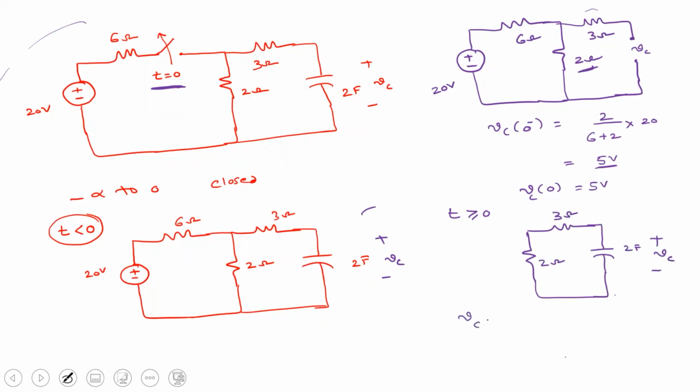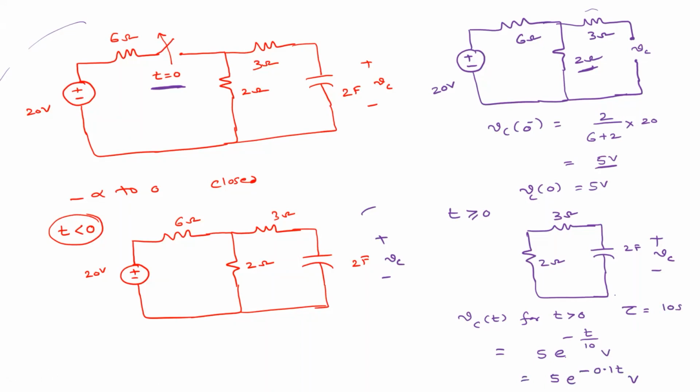So now, anyone tell, what is the voltage VC of t for t greater than 0? What is the formula? 5 e to the power of minus t by tau. What is tau here? 10, since it is 5 into 2. 10 seconds. So it is e to the power of minus t by tau volts, which is equal to 5 e to the power of minus 0.1 t volts. Is this correct? Right. So this is how to calculate from the initial voltage, and we need to calculate the other parameters or other voltages.